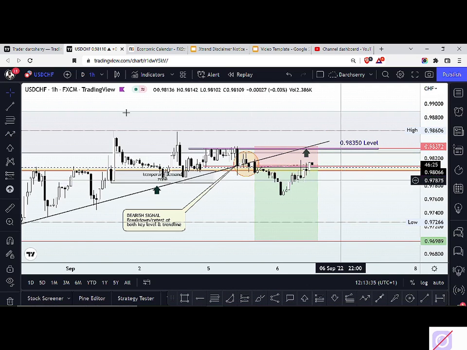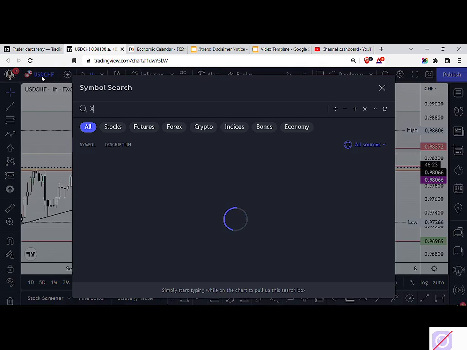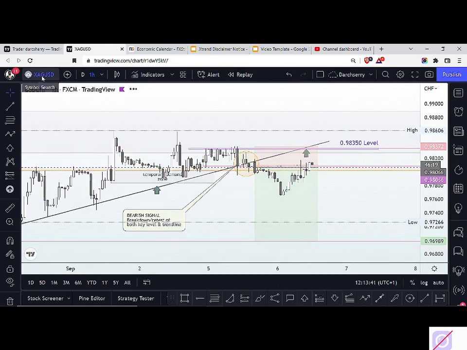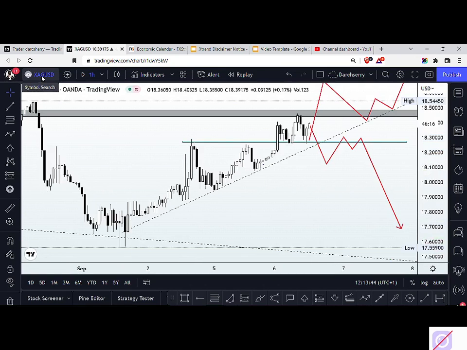Then we close the day with the silver, which Ashitaka brought our attention to, and I'm not sure if Ashitaka is still in the house. Okay, I can see Ashitaka's comment. Okay, yeah.